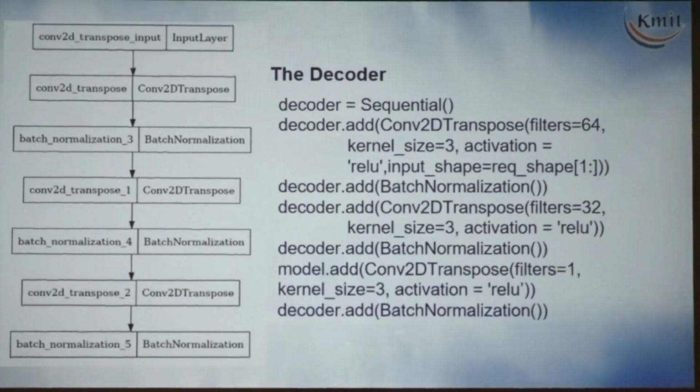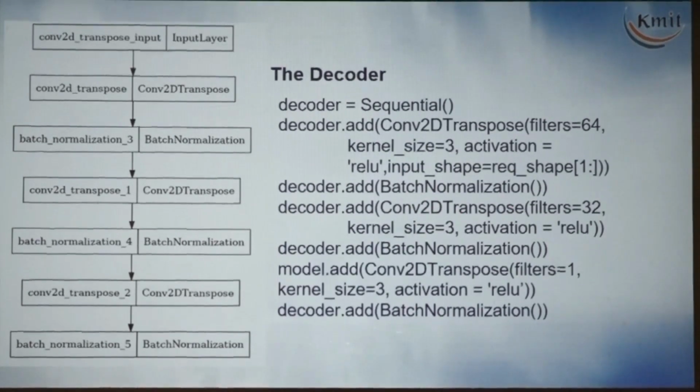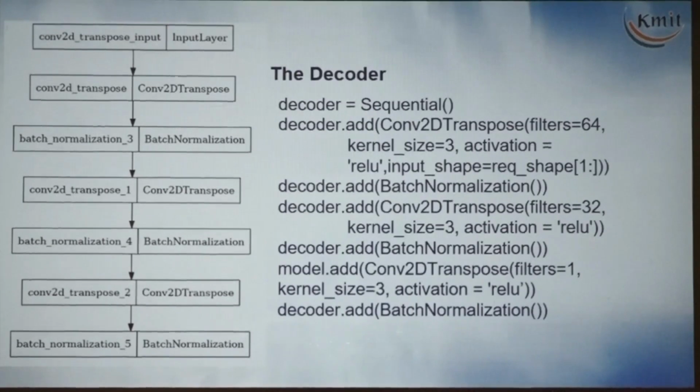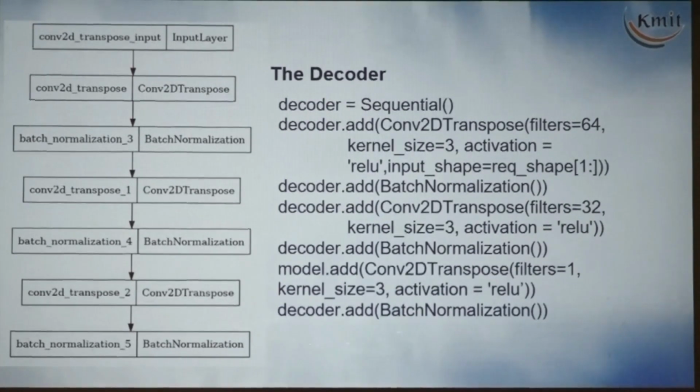Next step, this is the same. For the decoder I am taking a new sequential, and decoder dot add convolution, batch normalization, convolution, batch normalization, convolution, and so on. But one more thing: conv 2D transpose, not convolution here. Conv 2D transpose is reverse, upsampling. It is not downsampling, it is upsampling. For the decoder you have to use conv 2D transpose, otherwise you have to use upsample plus conv 2D. Right? So this is what we are getting.